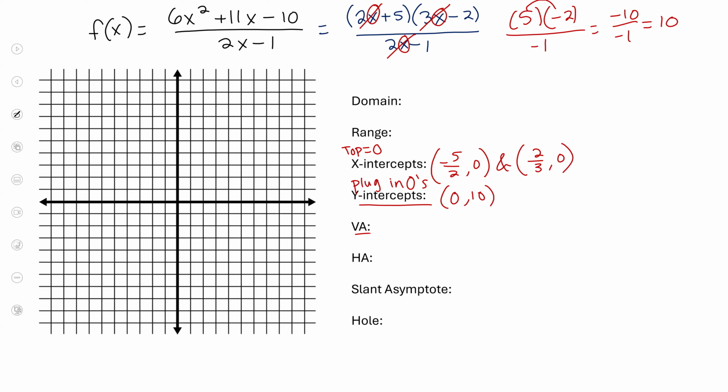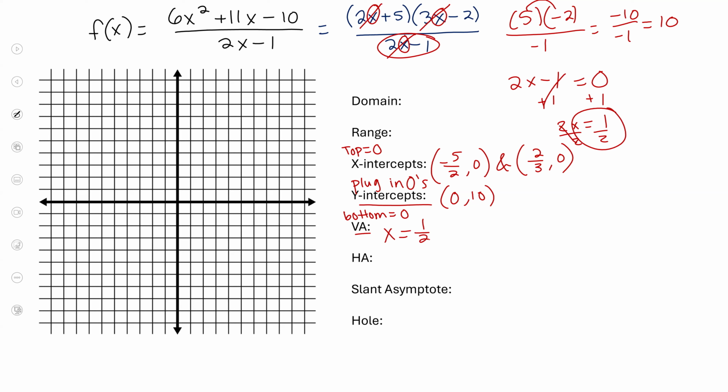Vertical asymptote, you set the bottom equal to 0. So this is the bottom, 2x minus 1, set it equal to 0 and solve. Add 1, you get 2x equals 1, divide by 2. This is your vertical asymptote, x equals 1/2.